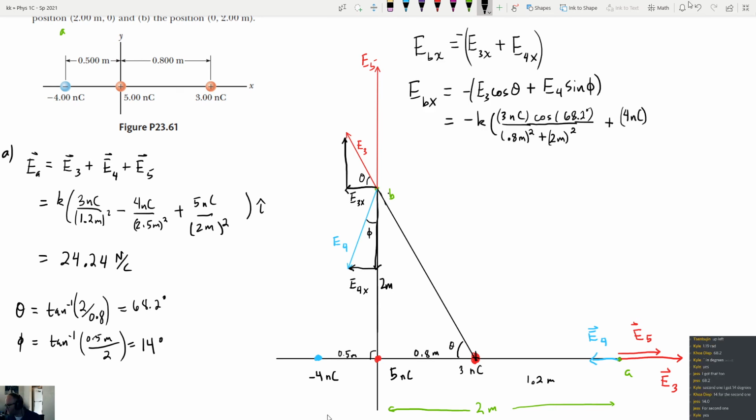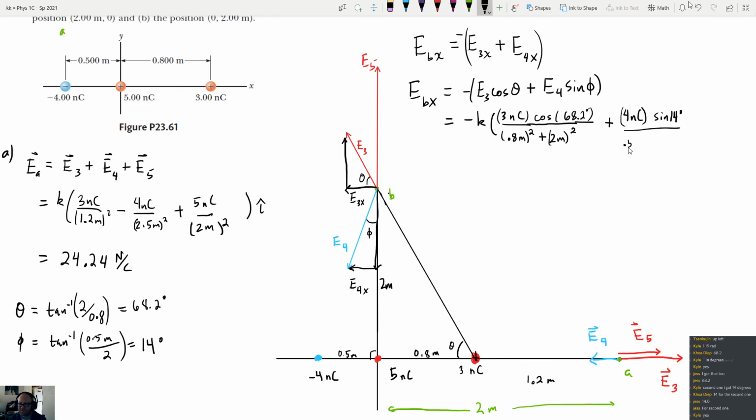We can finish this up, I think. 4 nanocoulombs, we're multiplying that times the sine of phi, and the sine of phi is the sine of 14. We divide that by something similar, but now it's going to be 0.5 squared plus 2 meters squared.